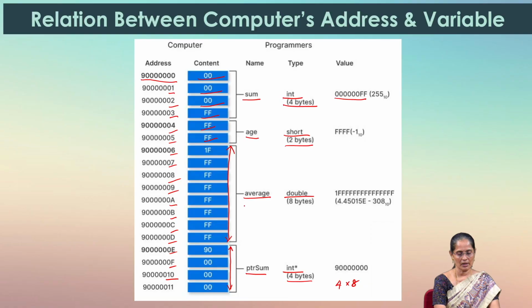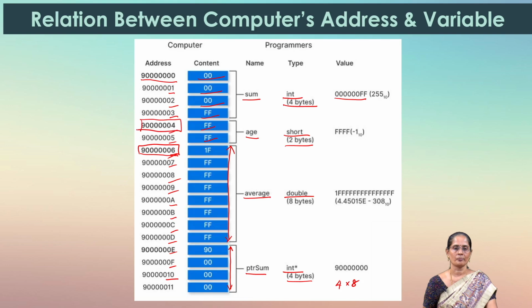Now, supposing I want to access the variable average, the address of the variable average starts from 6. So, this will be the address of the variable average, the starting address of the variable average. Similarly, when I want to represent age, the address of age will be this.